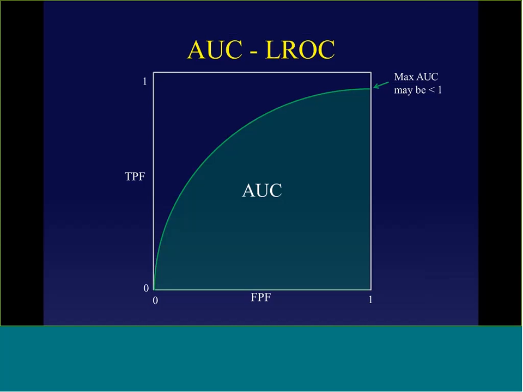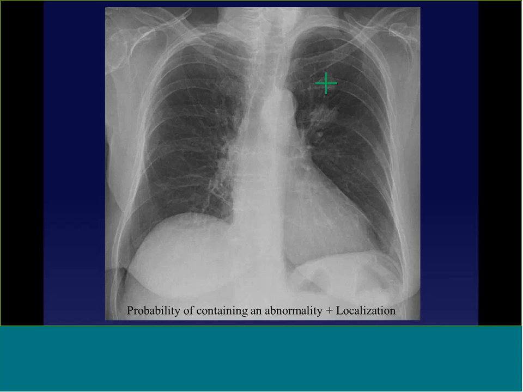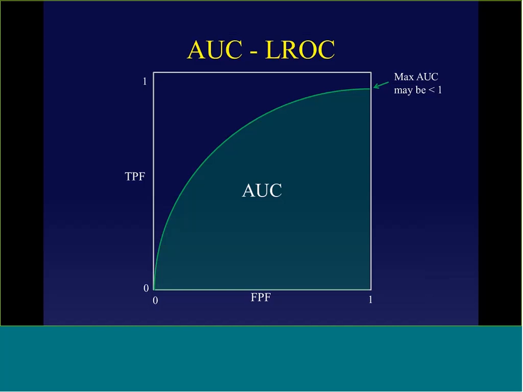So this actually will allow one to take localization into account, and is a method I personally use in my research and I think is very important when considering observer behavior, because especially in radiology, location matters. It really does. Interesting to note that since localization may not be perfect, unlike the ROC curve, your curve does not intersect with one and one at the extreme upper right corner. It can be less than one.